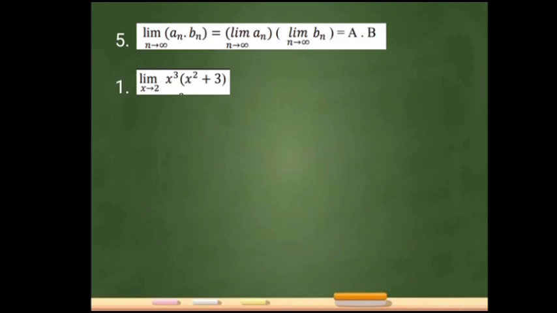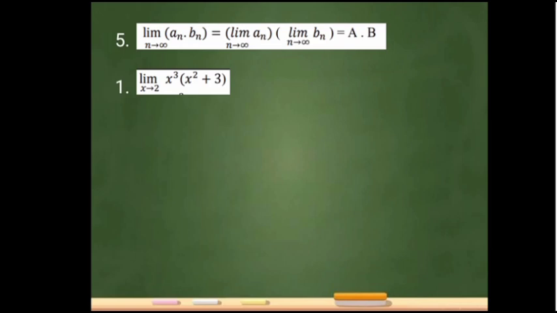So we are now at our fifth property of limits. Our fifth property is also called the multiplication theorem. When we say multiplication theorem, it is the limit of the product of the functions that is equal to the product of the limits of the individual functions. So we have the equation limit a_n times b_n as n approaches infinity equals limit a_n as n approaches infinity times limit b_n as n approaches infinity equals a times b.